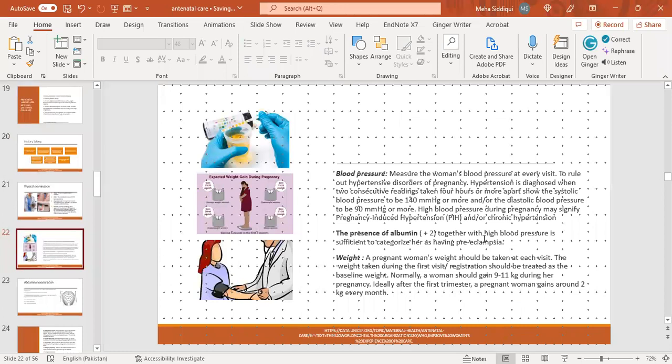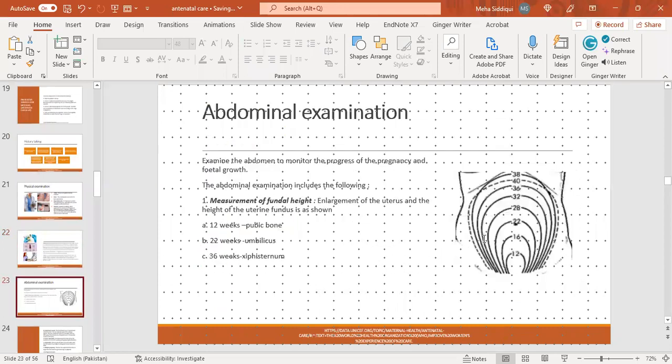Weight. A pregnant woman's weight should be taken at each visit. The weight taken during the first visit should be treated as the baseline weight. Normally, a woman should gain 9 to 11 kg during her pregnancy. Ideally, after the first trimester, a pregnant woman gains around 2 kg every month.